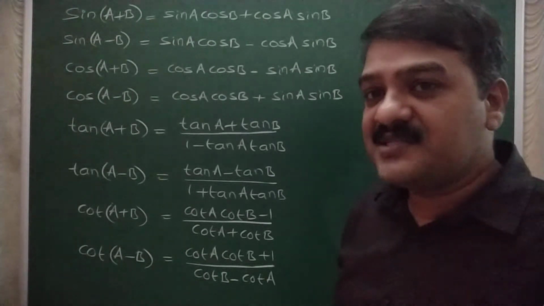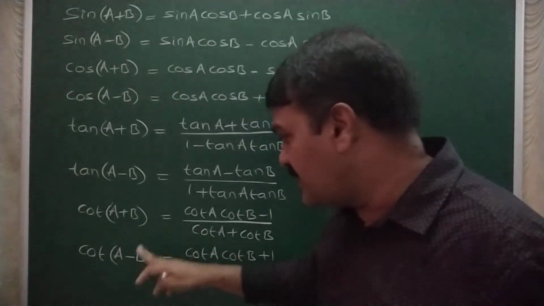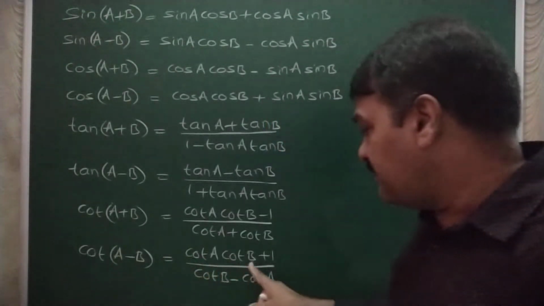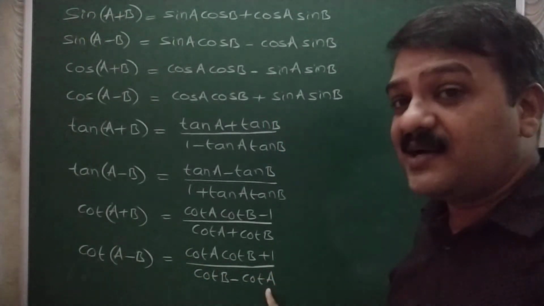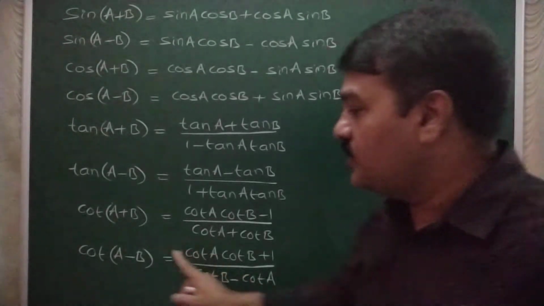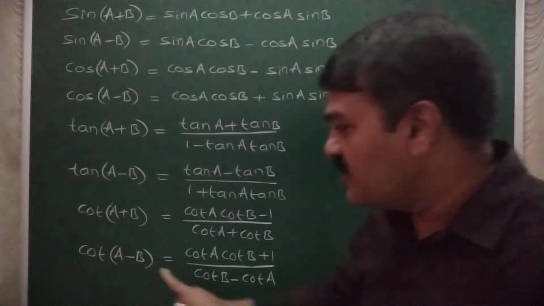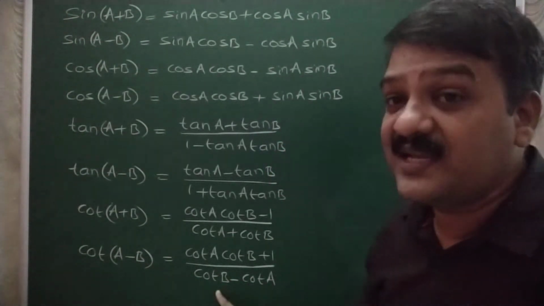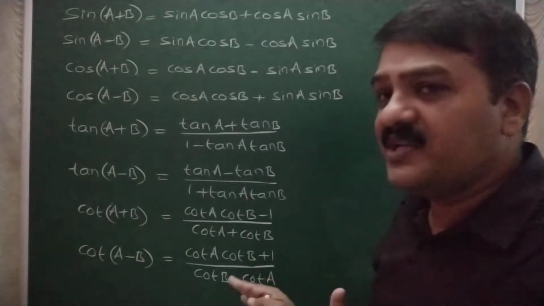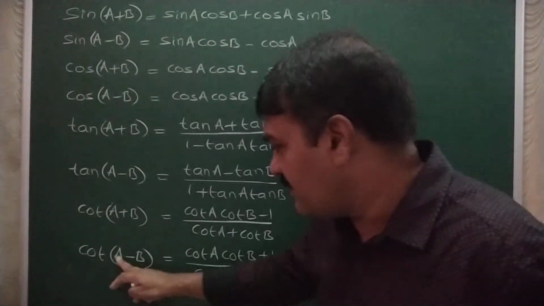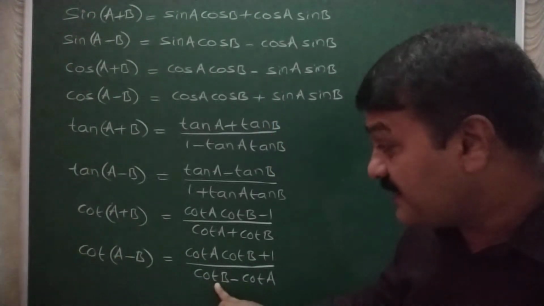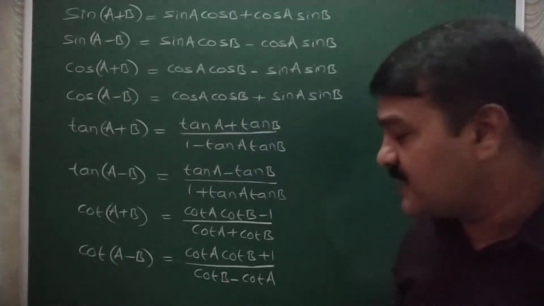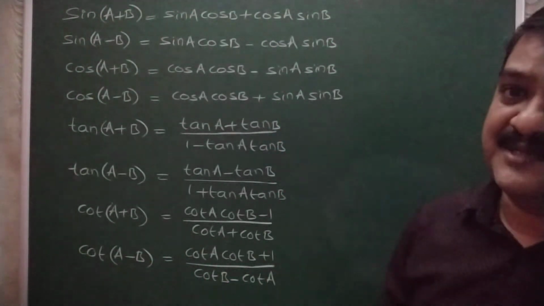Okay, an interesting point you have to remember: for cot A minus B, it is cot A cot B plus 1 by cot B minus cot A. This is a completely unique formula in which, for cot of A minus B, you get the reverse order of the angles. This happens only for this formula. So for cot of A minus B, in the denominator you get cot B minus cot A, not cot A minus cot B, but cot B minus cot A.